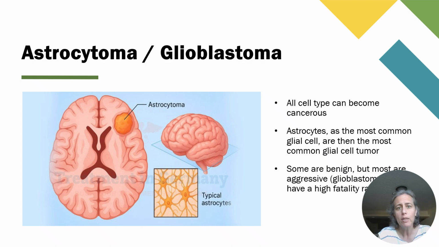Some of them, especially the ones that occur in children, tend to be relatively benign, but then there are some that are really aggressive and have a very high mortality rate, and those are called glioblastomas. So if you ever hear of glioblastoma, that is actually a very aggressive form of cancer of an astrocyte cell.